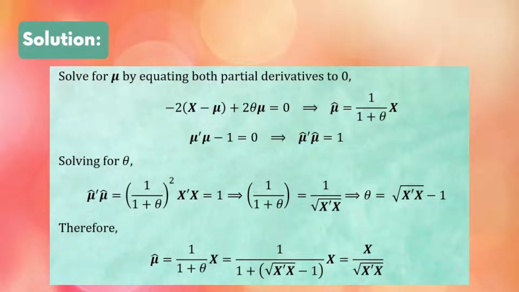To obtain mu, we equate both partial derivatives to 0, so we arrive at mu hat equals 1 over 1 plus theta multiplied by the vector x, and mu hat prime mu hat equals 1. Solving for the Lagrange multiplier theta, we substitute mu hat into the equation mu hat prime mu hat equals 1. Note that x prime x is a scalar, so we can divide both sides by it, and then we arrive at theta equals square root of x prime x minus 1. Substituting the value of theta in mu hat, we obtain x over square root of x prime x.